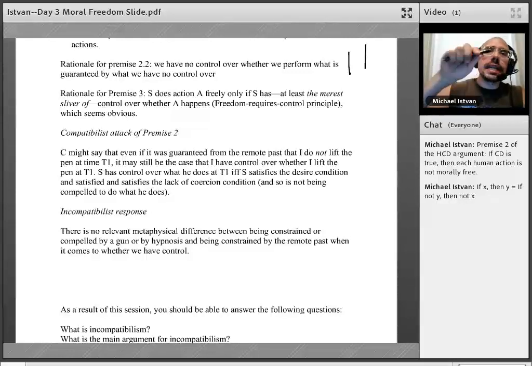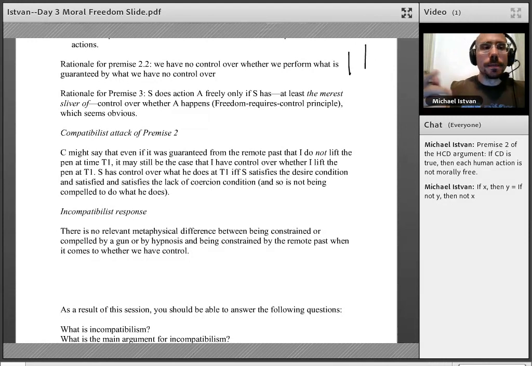How could it be the case that even if it was fixed by the remote past that I don't lift the pen at time 1, I could still have control over whether I lift the pen at time 1? They have to give us some sort of account, some kind of explanation. They have to give some sort of account of what it means to have control, where that kind of way of thinking makes sense. And this is what they would say right here.